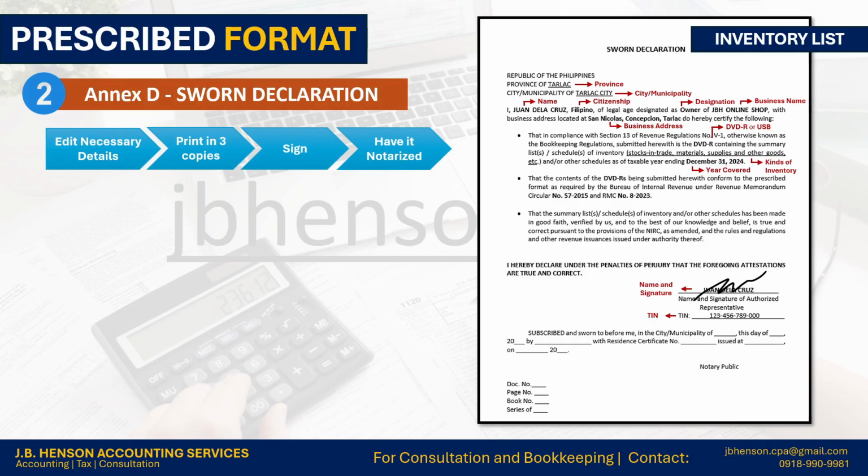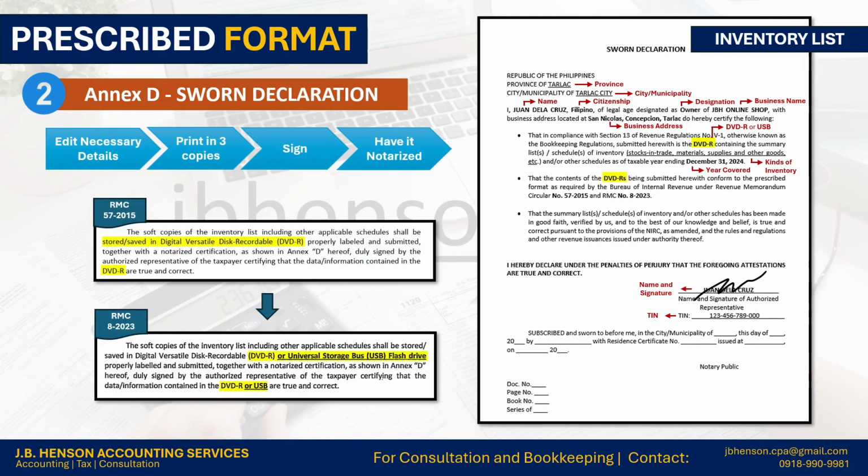Just a quick information that the revised portion and the circular is regarding to the storage device na pwede nating gamitin sa pag-pass ng soft copy sa bureau. So before, we can only submit using DVD-R, and now we can submit using USB flash drive. Note that kapag tayo ay nagpasa, hindi na nila ibabalik yung DVD-R or USB flash drive. So may iwan na po ito sa BIR. So option natin kung alin sa dalawa ang gagamitin natin.